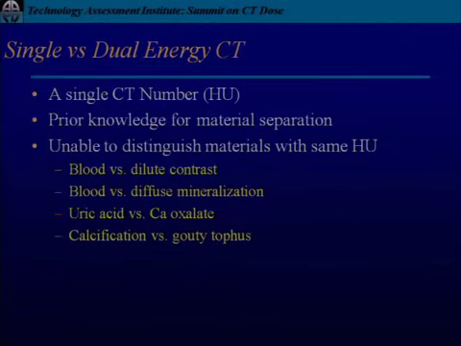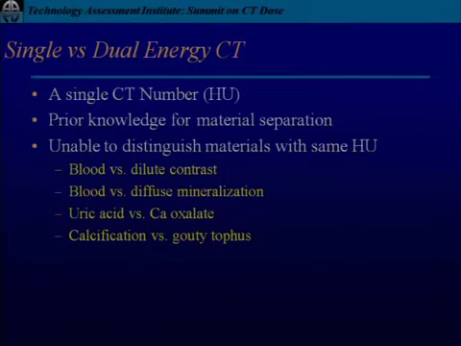Okay, a single energy scanner will give you a single Hounsfield unit number, and all the discrimination is based on morphological information, prior information. The CT number doesn't really have the information about what tissue is what. It is unable to distinguish, for example, blood versus dilute contrast. Hemorrhage is bright as well as contrast is bright.